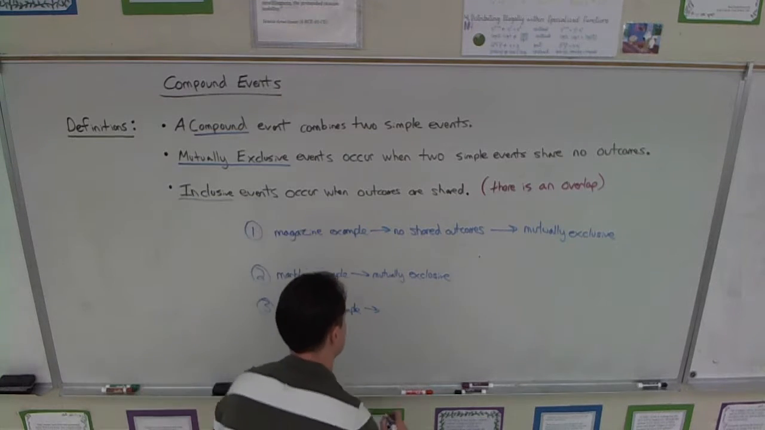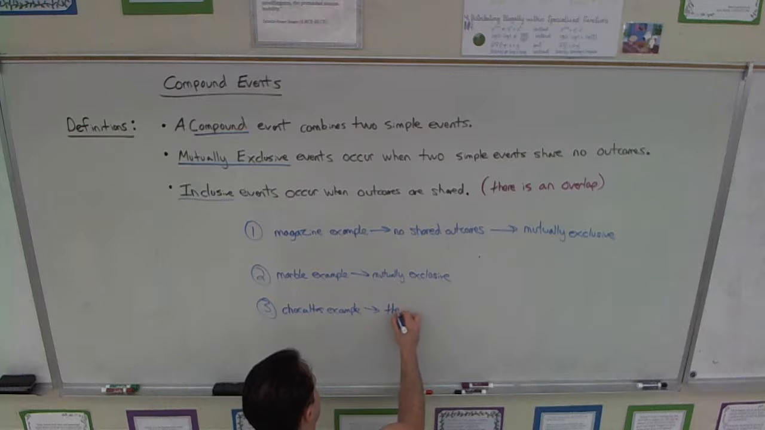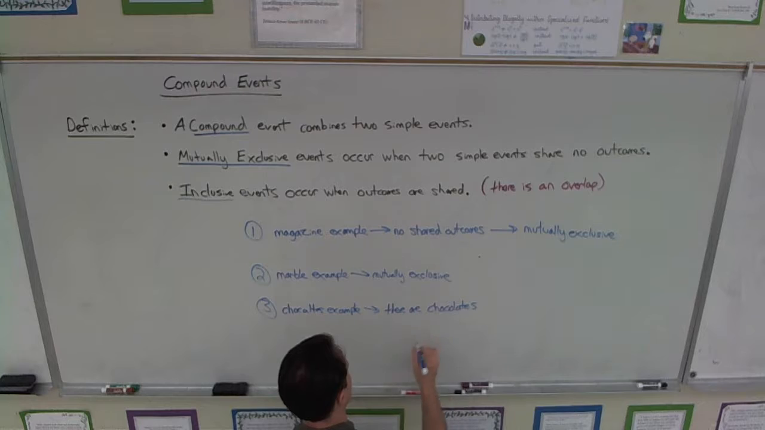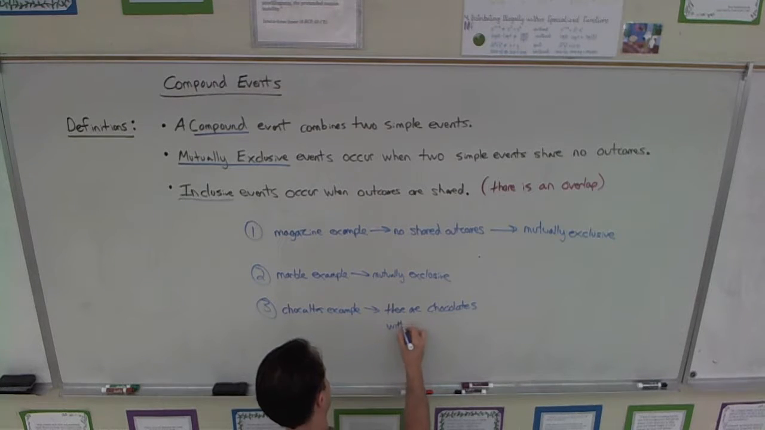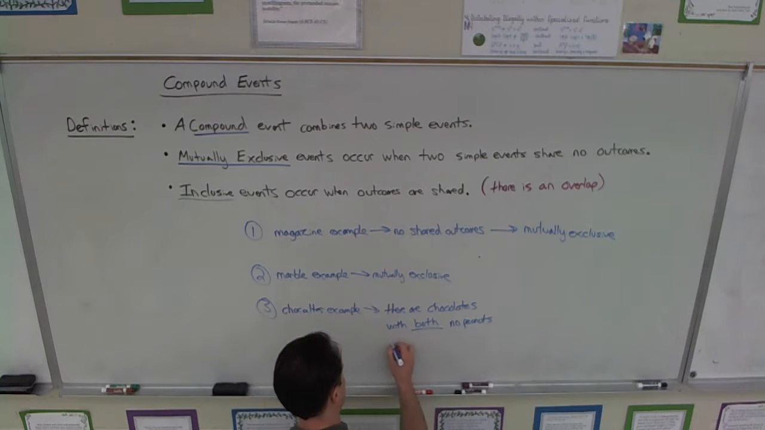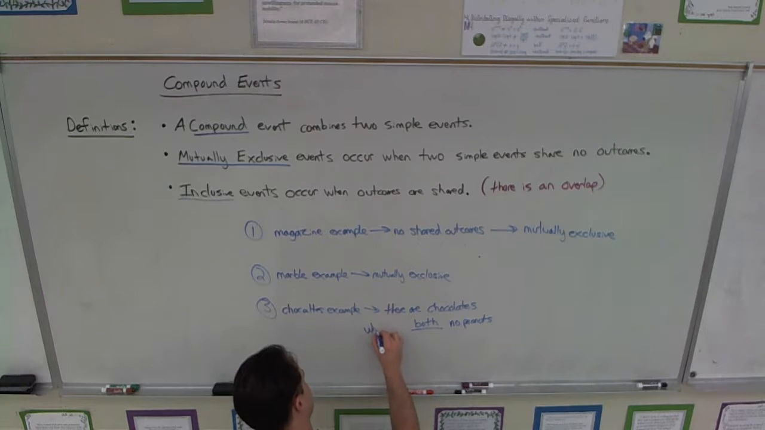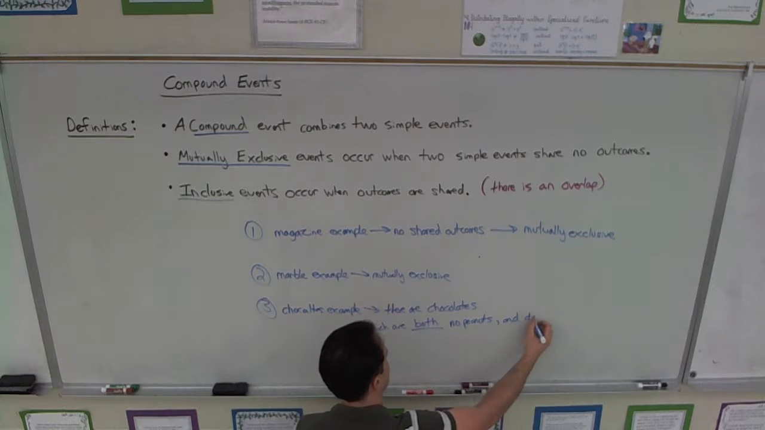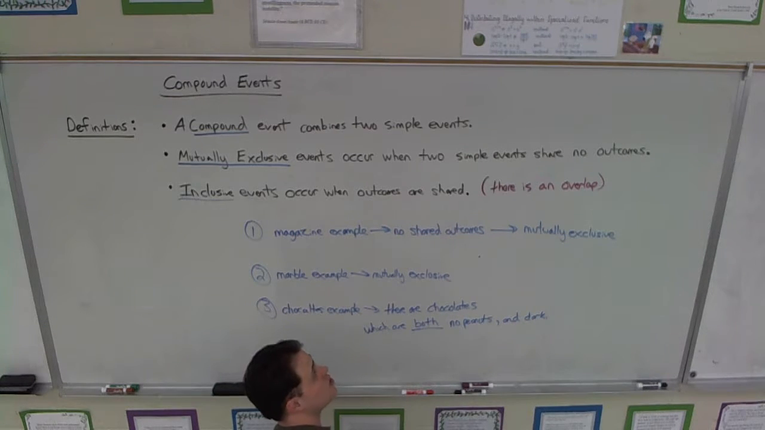what I'm going to say is there are chocolates, I think we could count up how many exactly, but there are chocolates with both no peanuts, which are, you know what, I'm going to put it like this, which are both no peanuts and dark. Not the greatest sentence, but you can clearly see there's outcomes in common. So that one is not mutually exclusive.